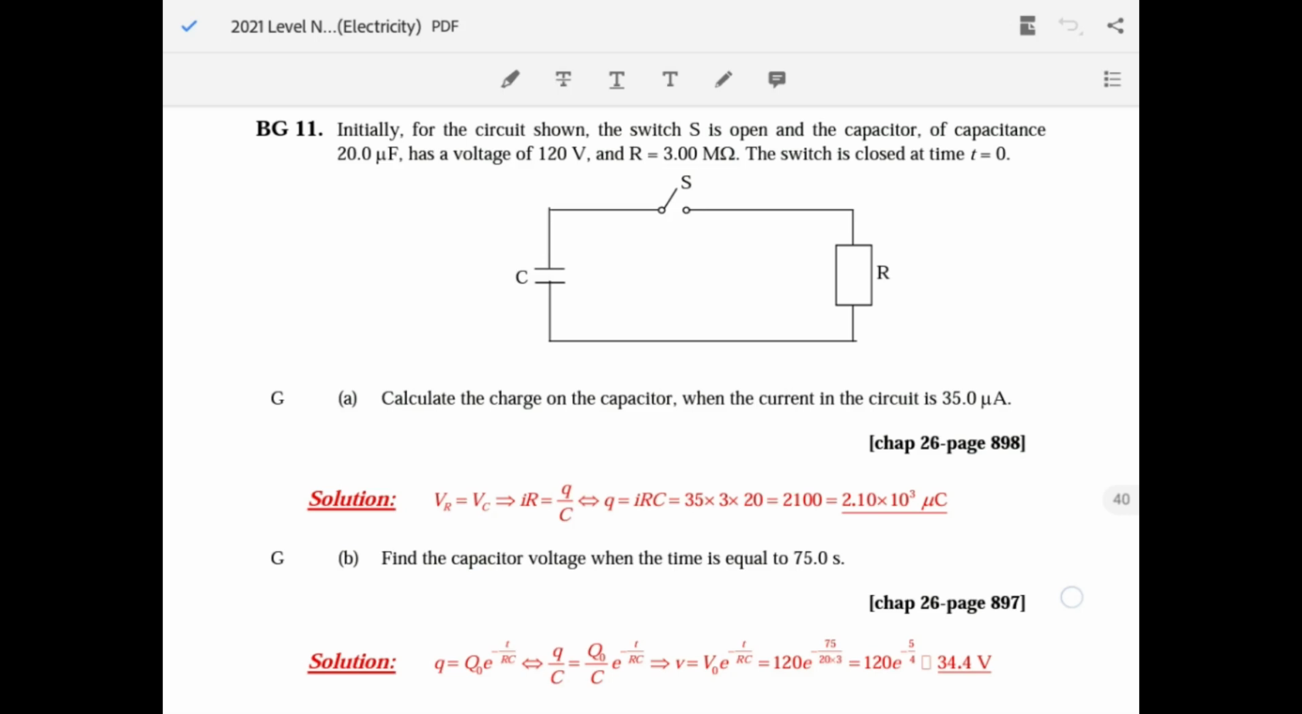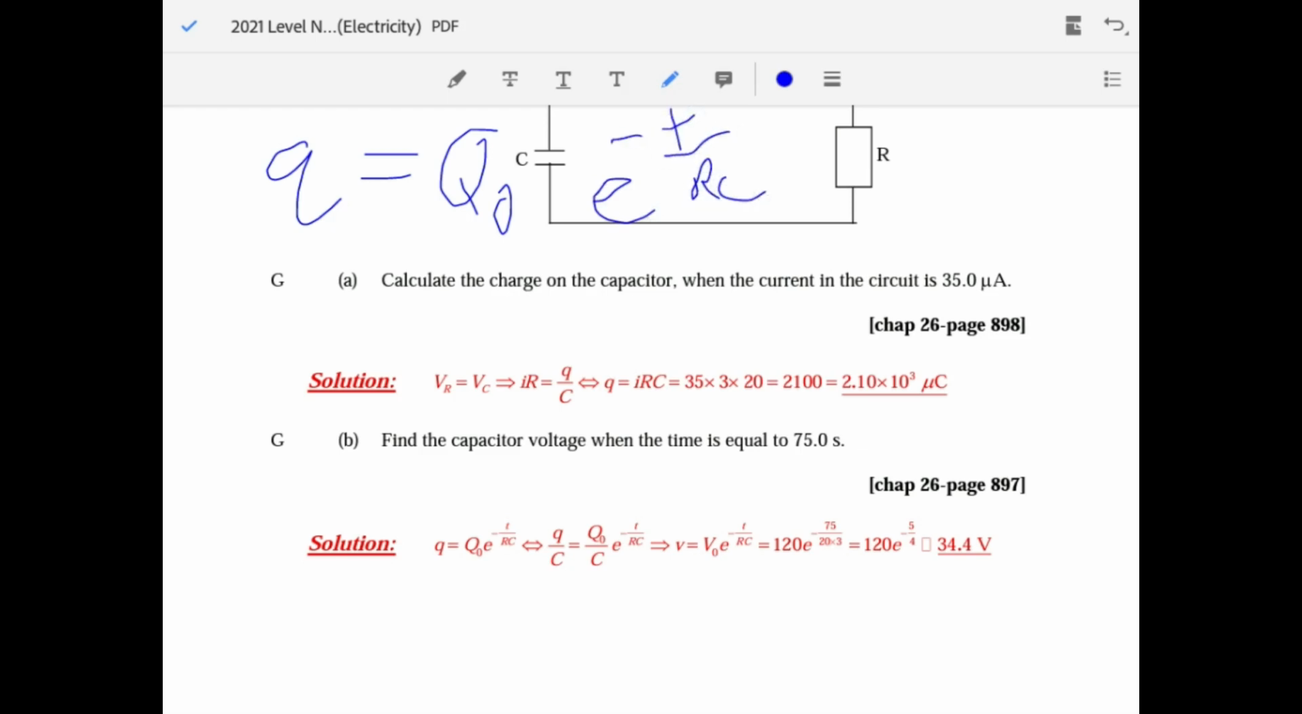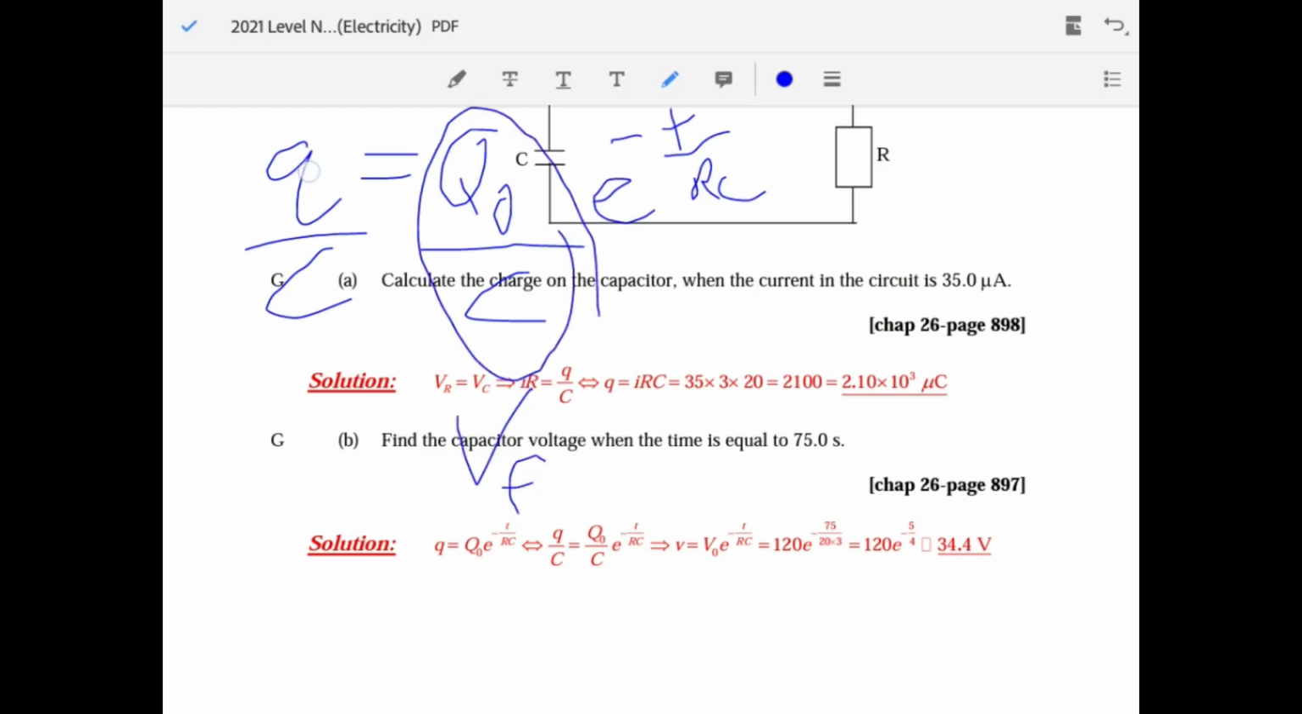Find the capacitor voltage when the time is equal to 75 seconds. So Q is equal to Q0 e to the power minus t over RC. It's e to the power minus t over RC for all formulas except for the charge while charging. So you have this equation. How do you get the voltage? If you divide both sides by the capacitance C, you'll notice that this is the voltage at any given time t. So V final, you can just keep it as Q0 over C, times e to the power minus t over RC.